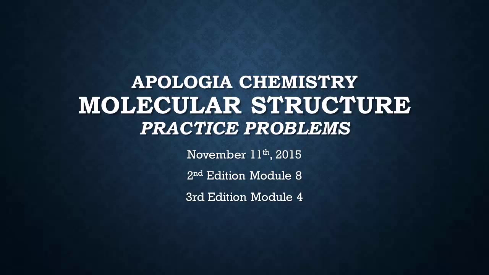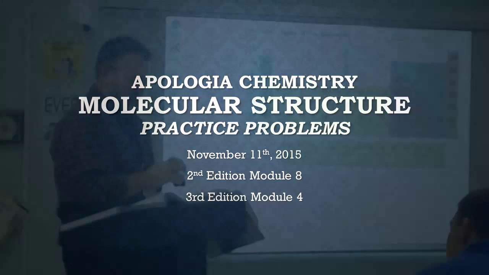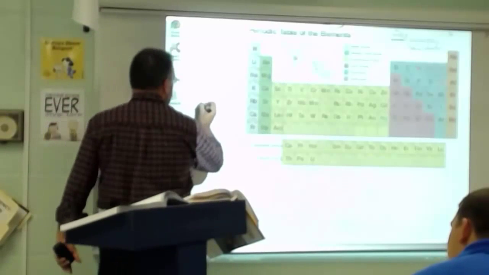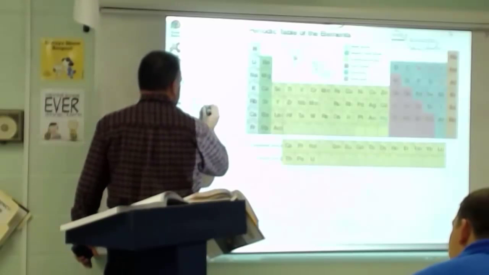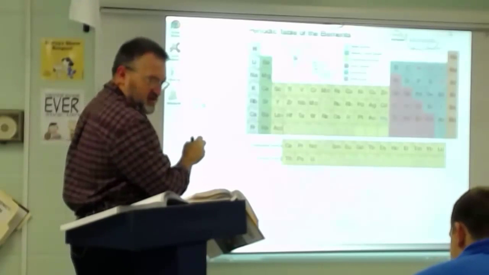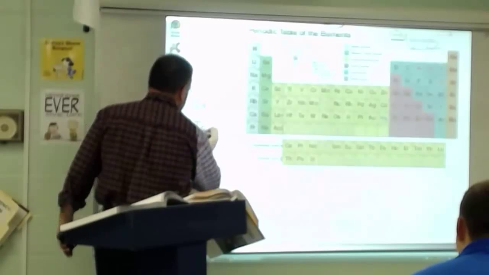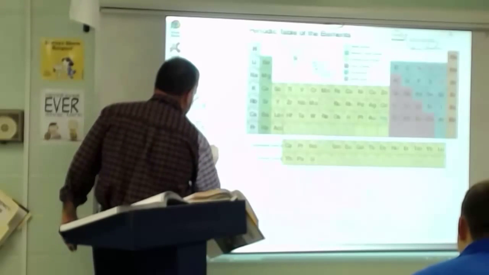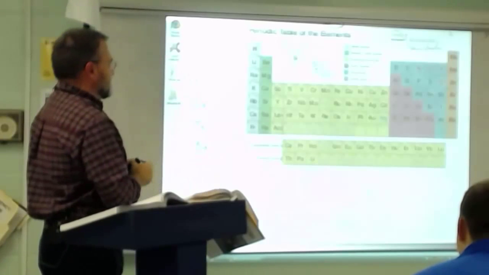Draw the Lewis structures for the following atoms. You've got Ge, Te, and Ba. First of all, let's find each of these on the periodic table. We've got Ge.